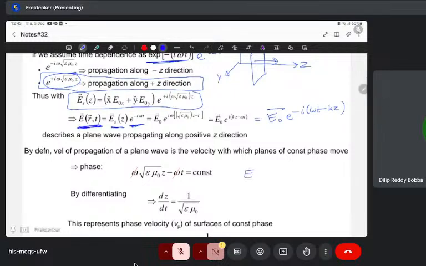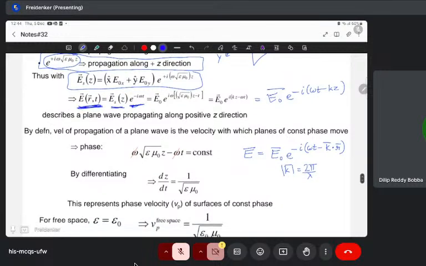E is nothing but E naught e to the power minus i (omega t minus k bar dot r bar). K bar is called the wave vector. Its magnitude is 2 pi by lambda, and its direction is the direction of propagation. R bar is nothing but x x cap plus y y cap plus z z cap. That is essentially r bar, right?